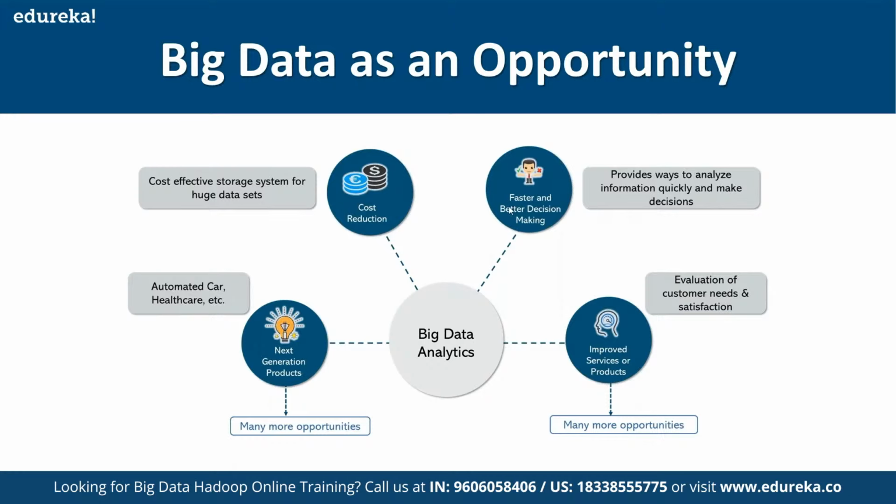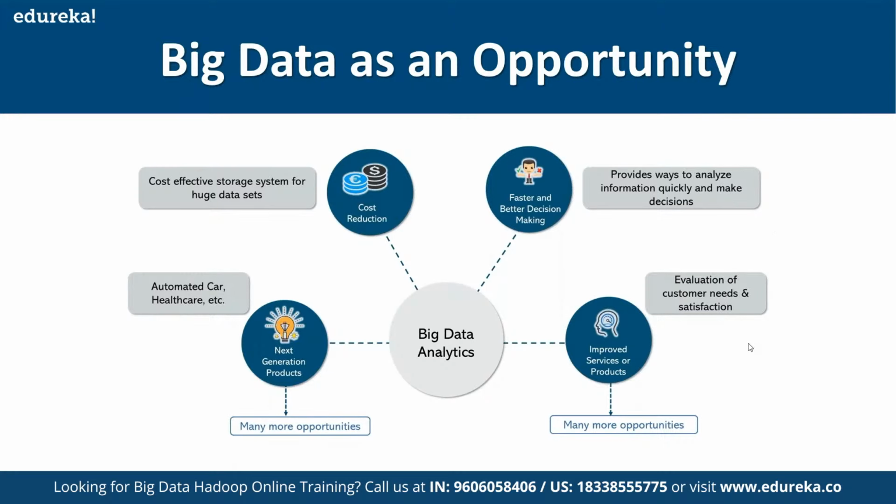And next one, faster and better decision making. Provides ways to analyze information quickly and make decisions. So when you choose to store your data properly, your processing is better. Your large data has to be processed separately, and your normal data or your structured data could be processed separately. And based on the nature of the requirement, you can choose to use the analytic tools, and you can also analyze using your existing data analytic tools as well. You can combine that along with your big data tools. So this helps you to analyze properly and take better decisions. So when you properly store your big data, and when you properly segregate the data based on the nature of the data, it makes it easier to analyze properly.